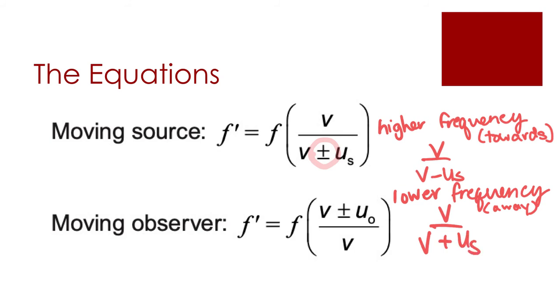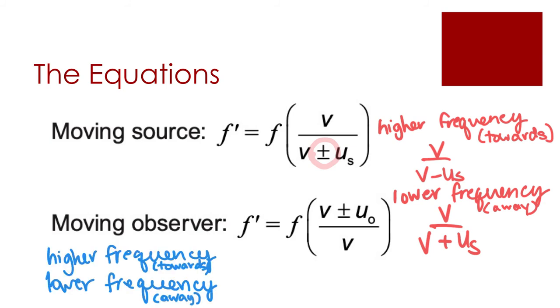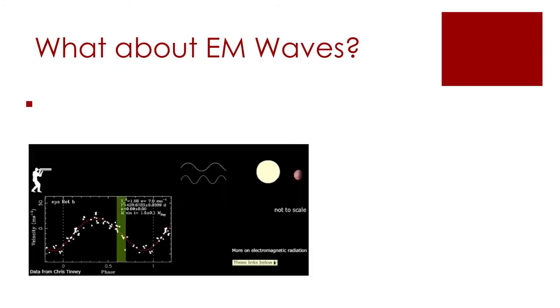We can use the same logic for the second equation. So if they're moving toward each other, I need a higher frequency, so that means my numerator is going to be V plus U naught over V. And if they're moving away, I need a lower frequency, which will be V minus U naught over V.